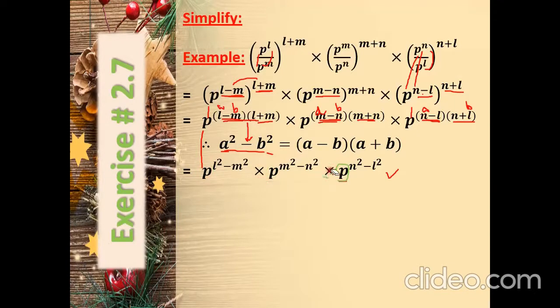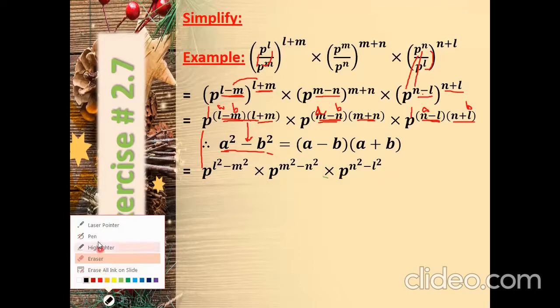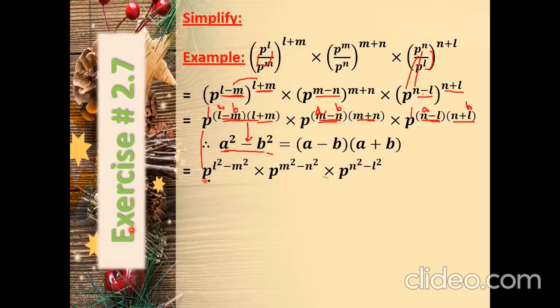So how will you write it down? By taking the same base. What is your same base here? That is P. So you will write P only one time, and now simply add all these powers. So you will write L square minus M square, bracket close, then plus sign, then M square minus N square, then plus sign, and then N square minus L square. Now you will simply add these powers, right?